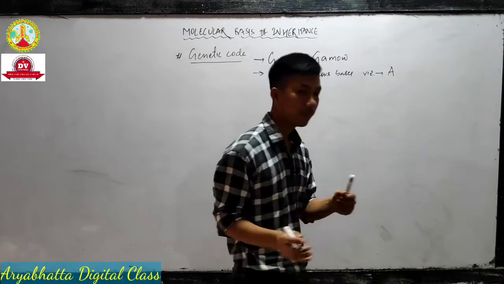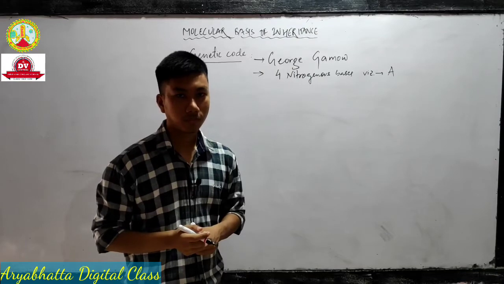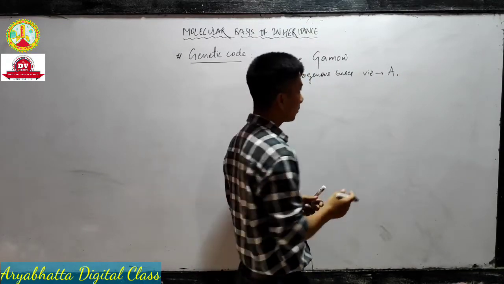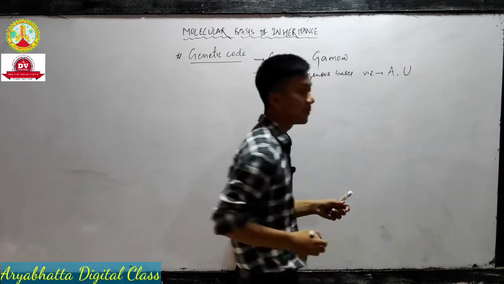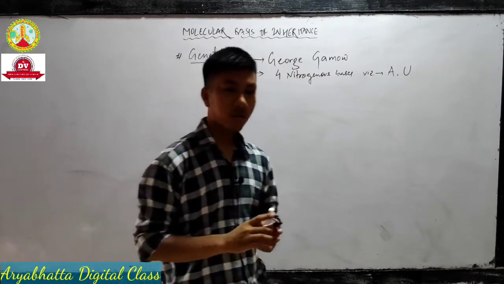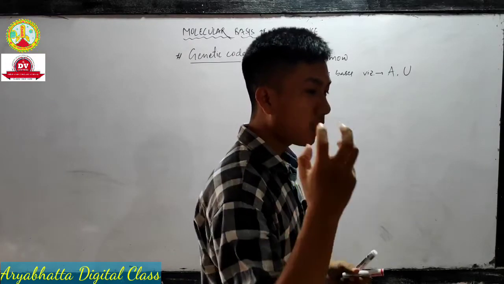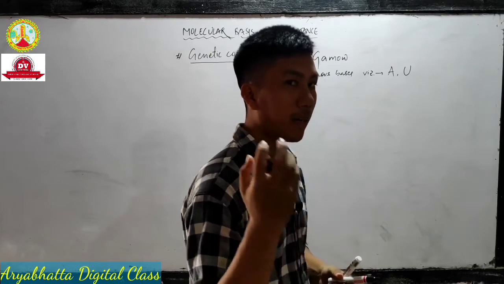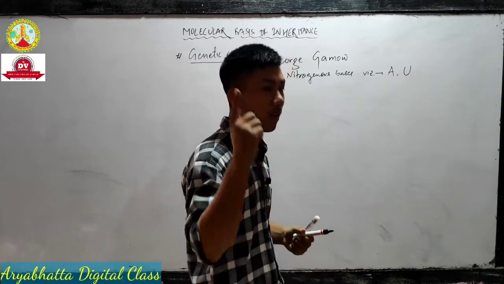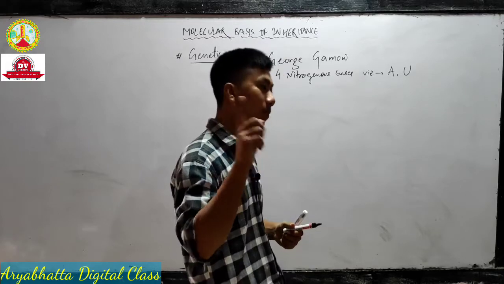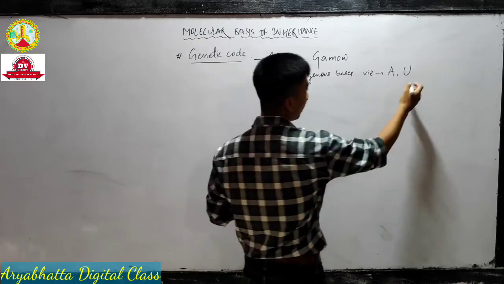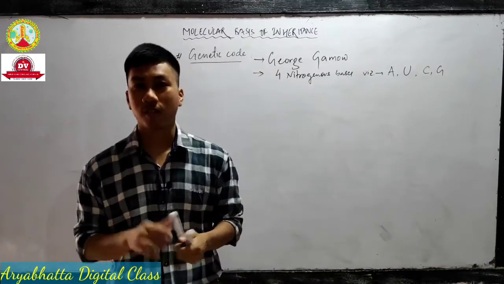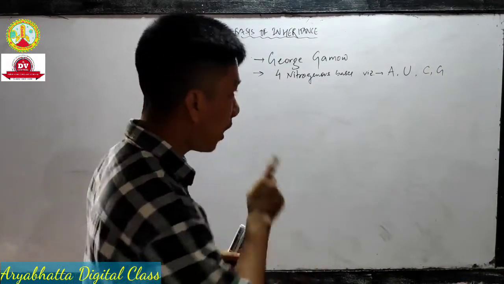Adenine will be there. There will be thymine. No. Thymine gets replaced with uracil, because genetic codes are the codes carried by mRNA from DNA. So adenine will be there, but since it is RNA, the thymine will get replaced by uracil. Cytosine and guanine will be there. So actually 4 nitrogenous bases make a genetic code.